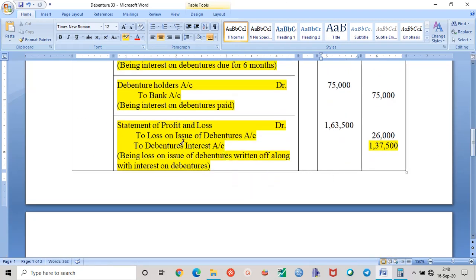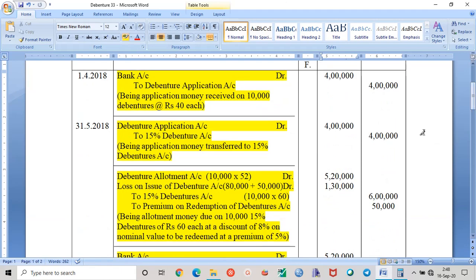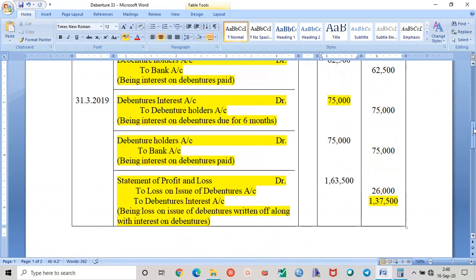Now as you can see here, this loss on issue of debentures is how much? 1,30,000, right? So out of 1,30,000, we are only writing off 26,000. So what is happening here? It is actually mentioned in the question itself. So have a look at the question. It is mentioned that after 5 years, the debentures were to be redeemed at a premium of 5%. So the debentures are to be redeemed after 5 years, right?